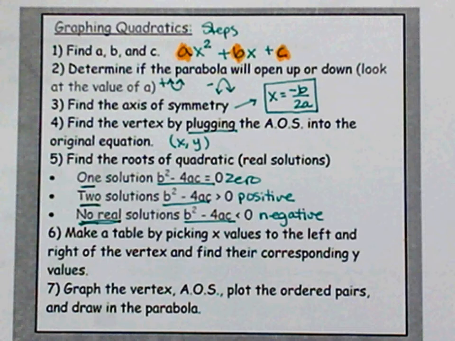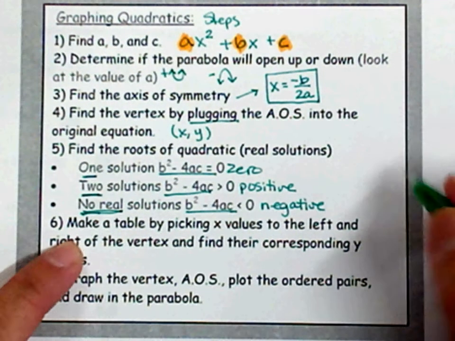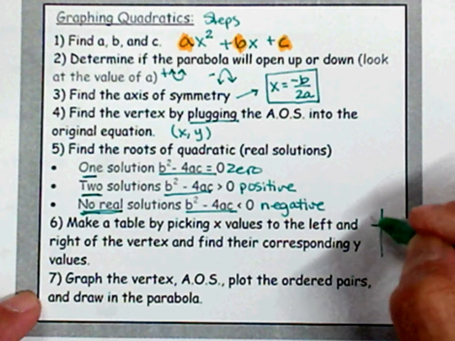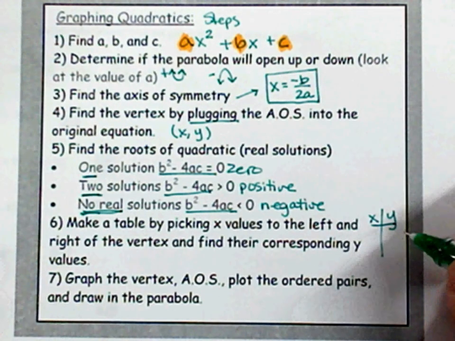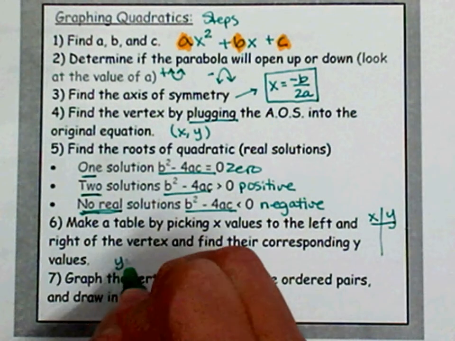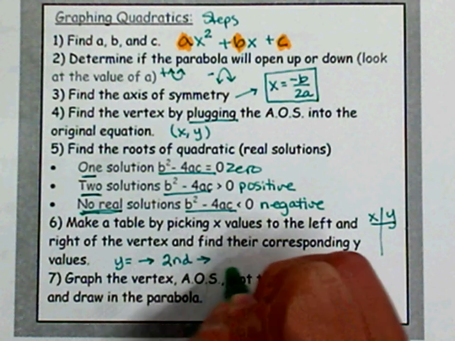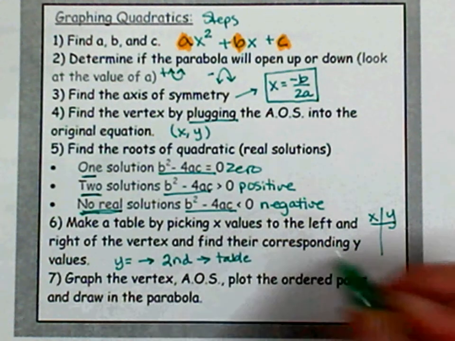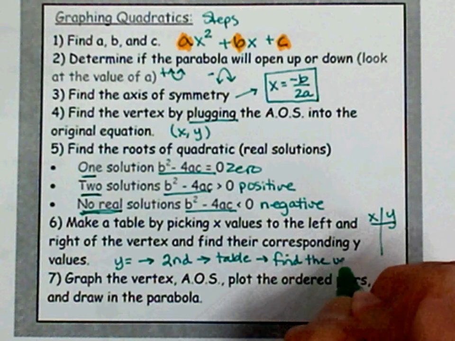All right. After you do that, you're going to make a table of x and y, and I'll show you how you're going to have a vertex, and then you're going to go 2 points up, 2 points down. Okay? And I'll show you that. And where do you do this? You go to y equals, type in the equation, hit second, and your table. Go find the vertex. That's the easiest way to do it. And I'll show you that in a little bit.